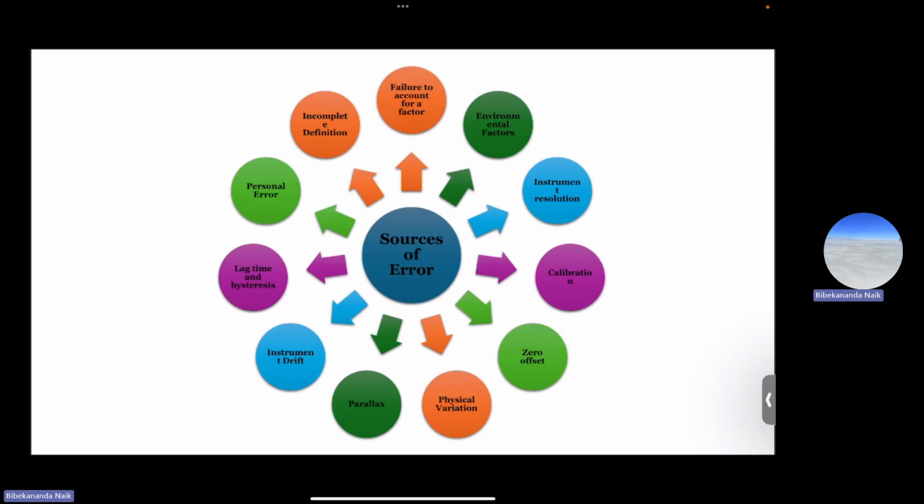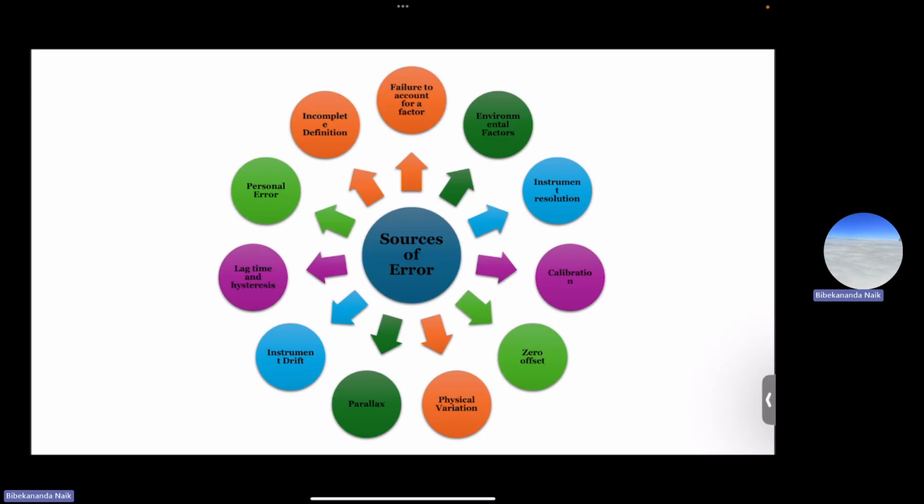And these are some of the sources of error. For example, incomplete definition, failure to account for a factor. For example, if you are measuring something and there are different factors that are affecting that measurement, and if you don't take those factors into account, then your measurement will be affected.